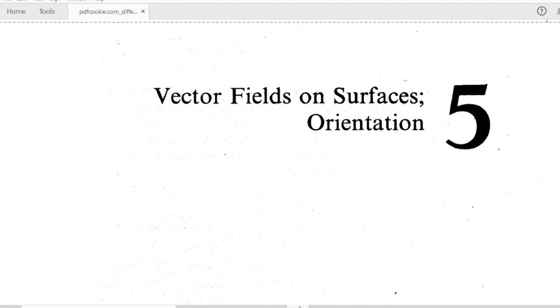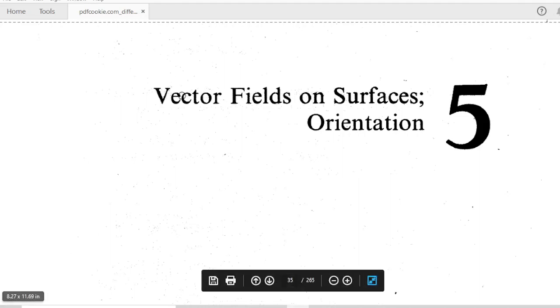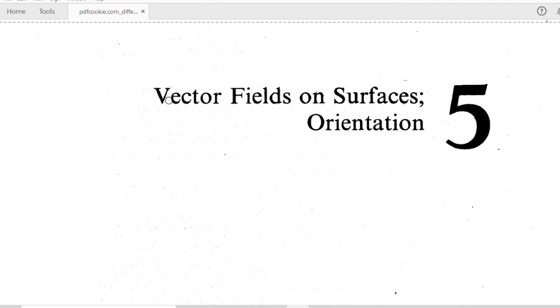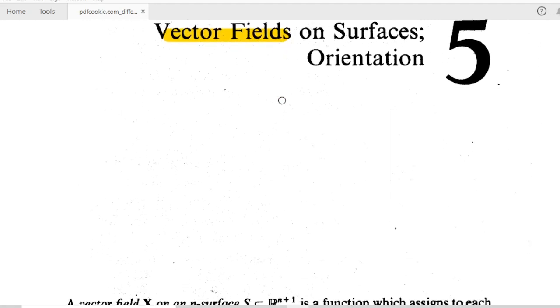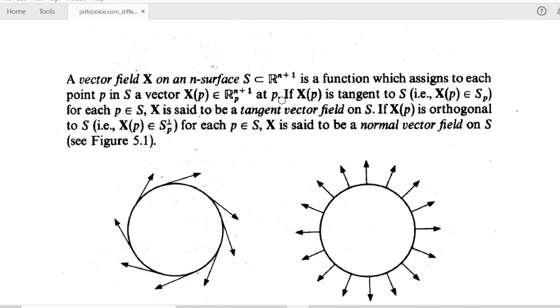Good morning, dear students. In today's topic, we are going to study about vector fields on surfaces and their orientation. So, vector field എന്ന് പറയുമ്പോൾ, do you know what is a vector field? Vector field is a collection of vectors on a surface, and so we are going to deal with certain types of vector field.